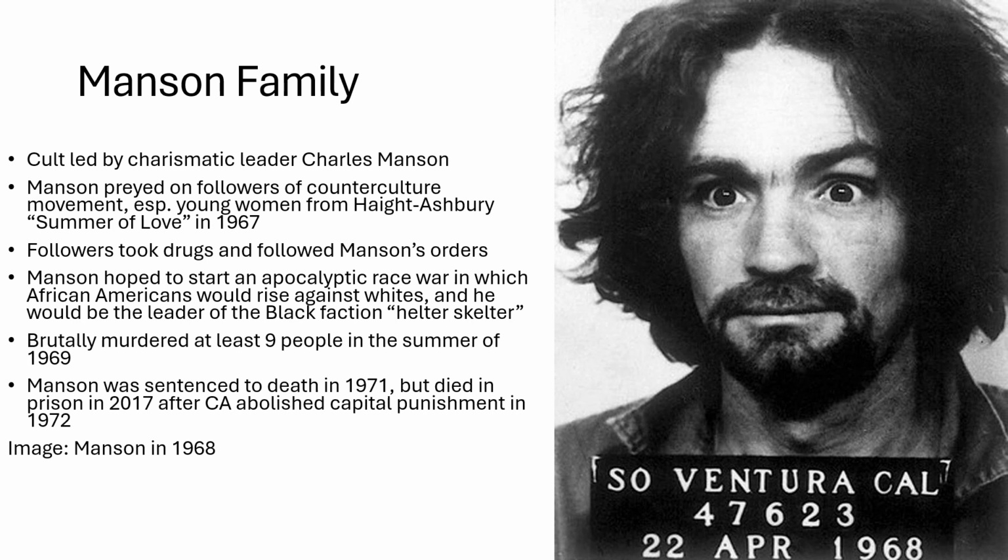And his people would brutally murder at least 9 people in the summer of 1969 under his orders. And because of this, Manson was sentenced to death in 1971 after he was arrested and convicted. He actually died in prison, though, in 2017 because California abolished capital punishment in 1972.